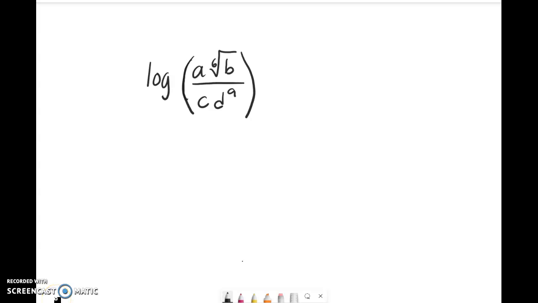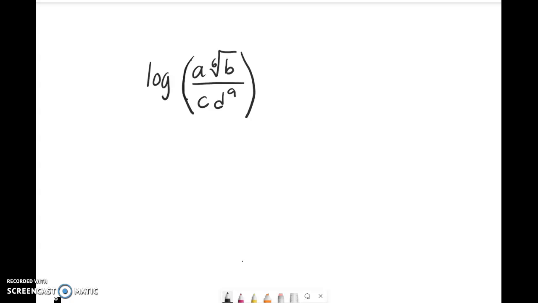So this question comes from 8.5, and it asks us to use the properties of logarithms to expand the logarithm. We're going to be using some of the properties of logarithms that we've talked about in this chapter, and we want to expand this fully.